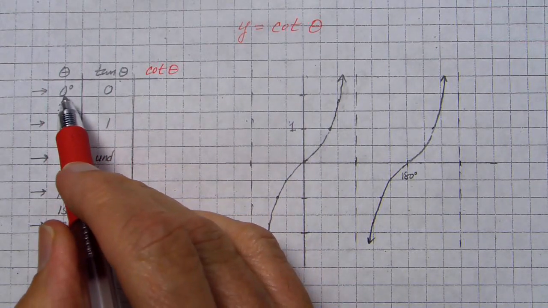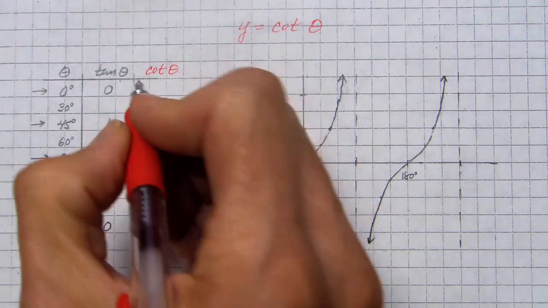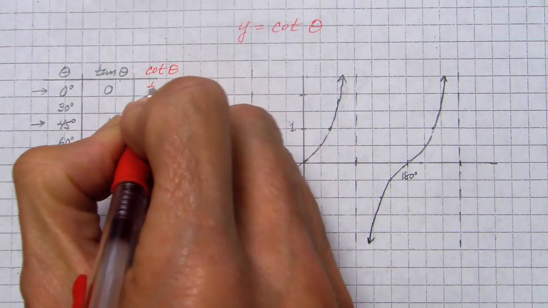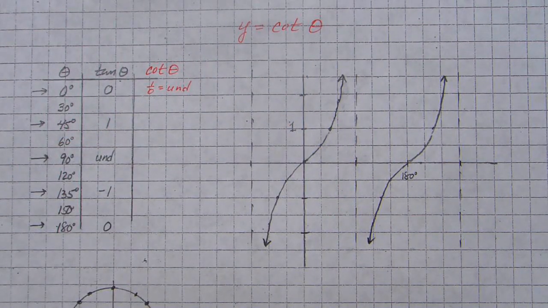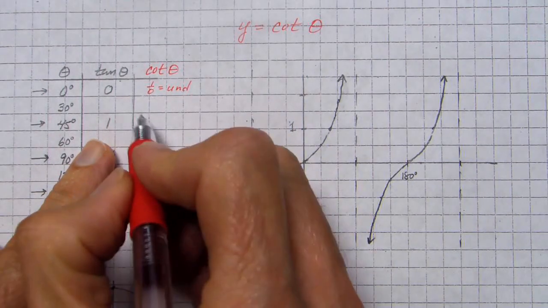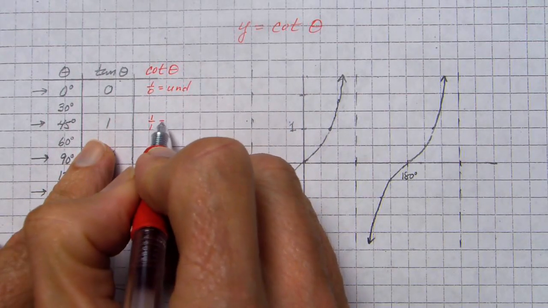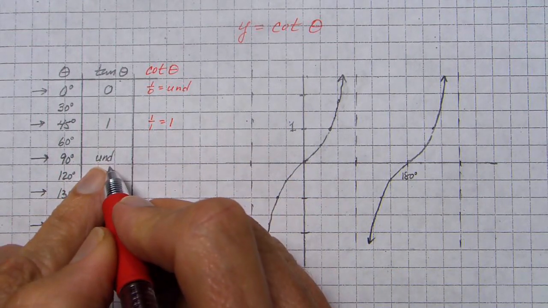So at 0 degrees, the tangent is 0. Well, the reciprocal of 0 is undefined. And so I think you probably figured out that that's where another asymptote is going to be placed on the cotangent. And we'll do that in a few minutes. So then I'll go to 1. Reciprocal, 1 over 1 is 1. Undefined. Now this is interesting.